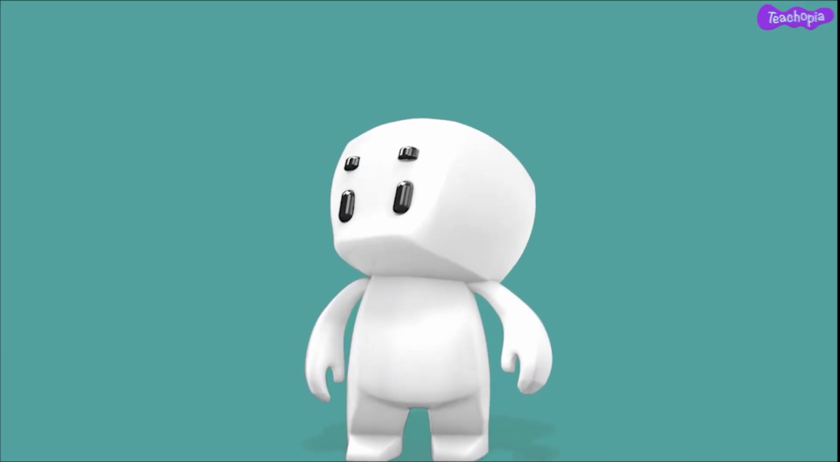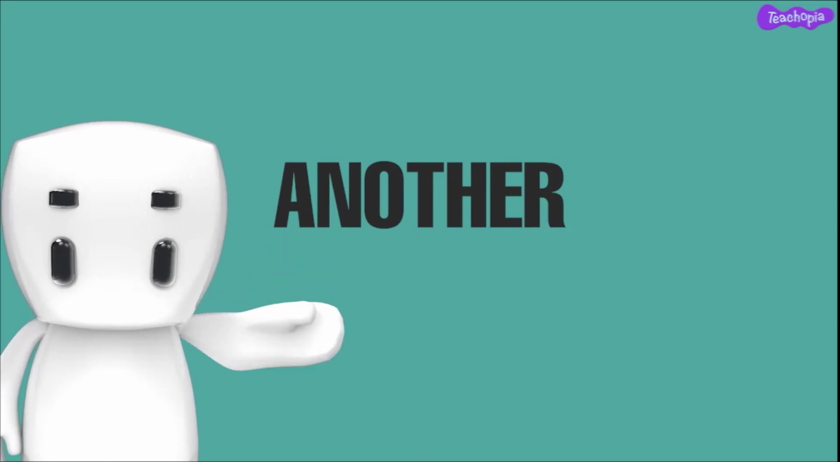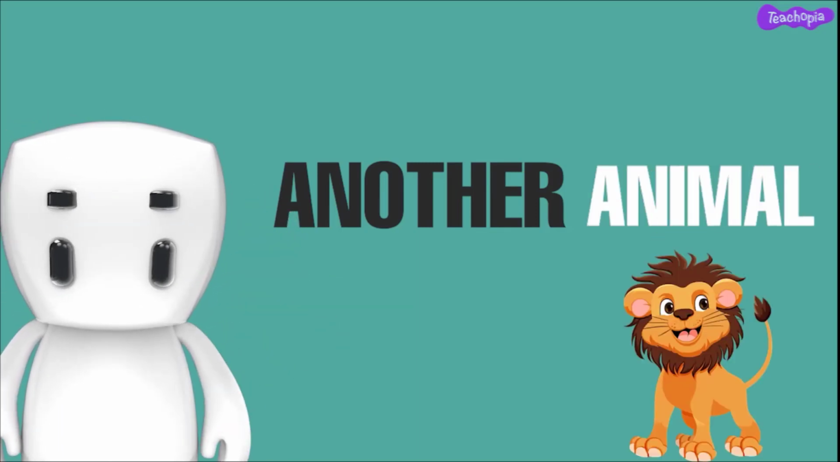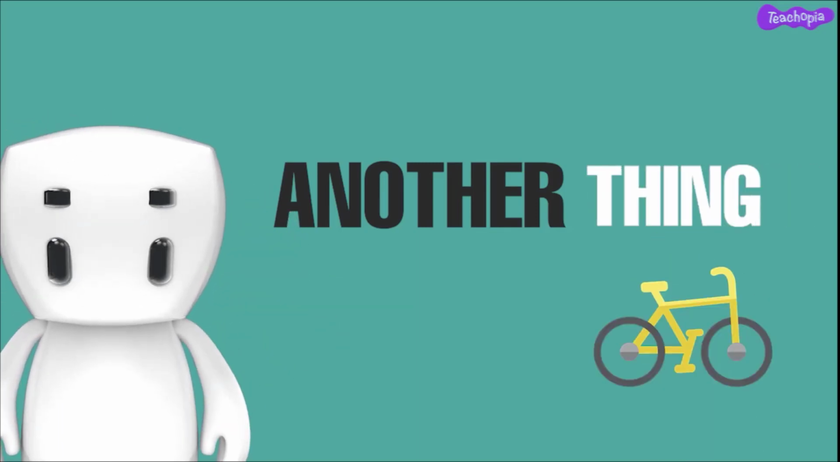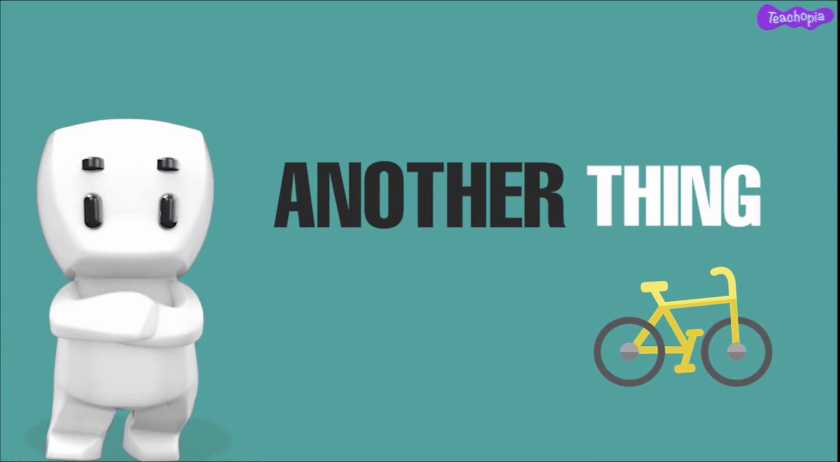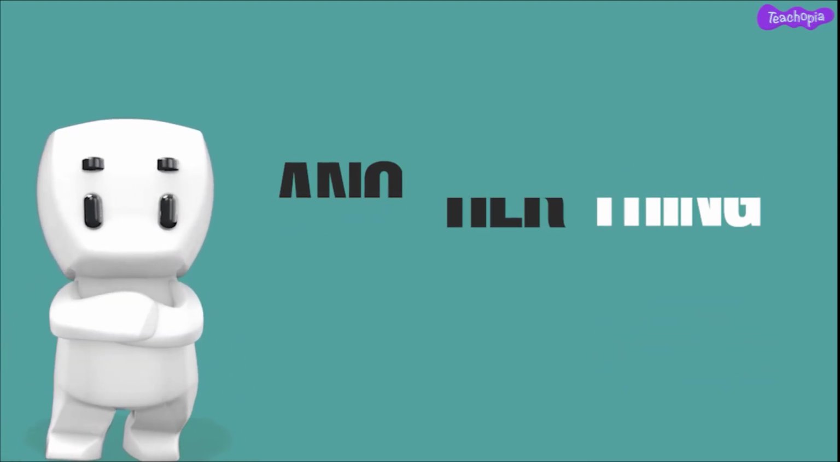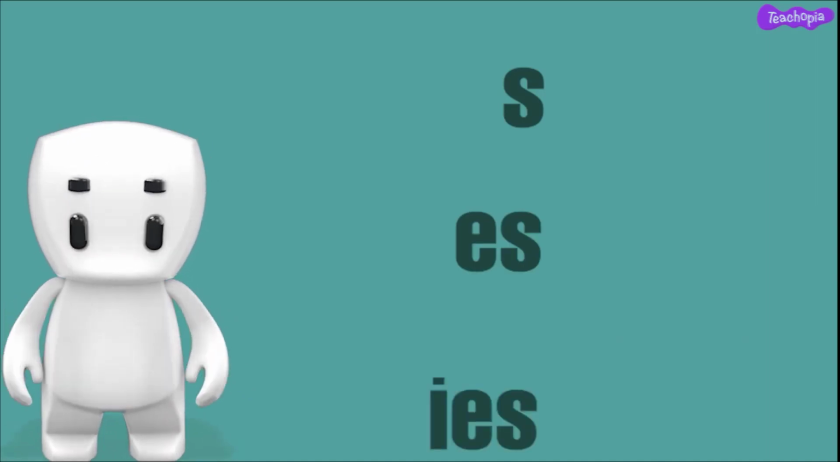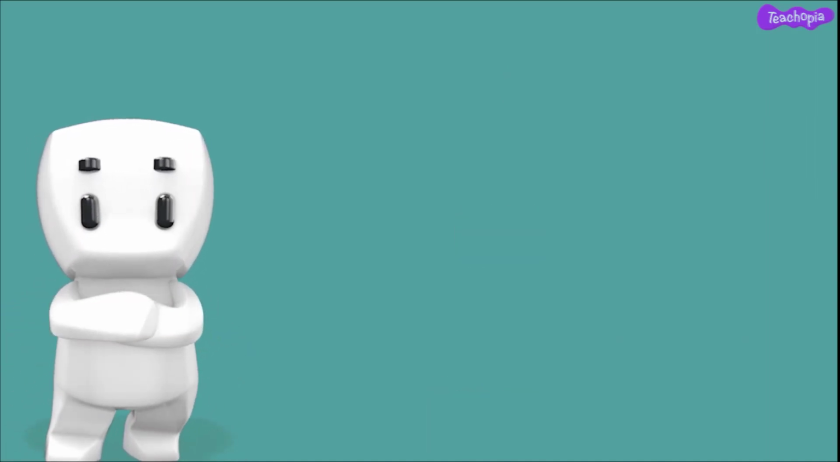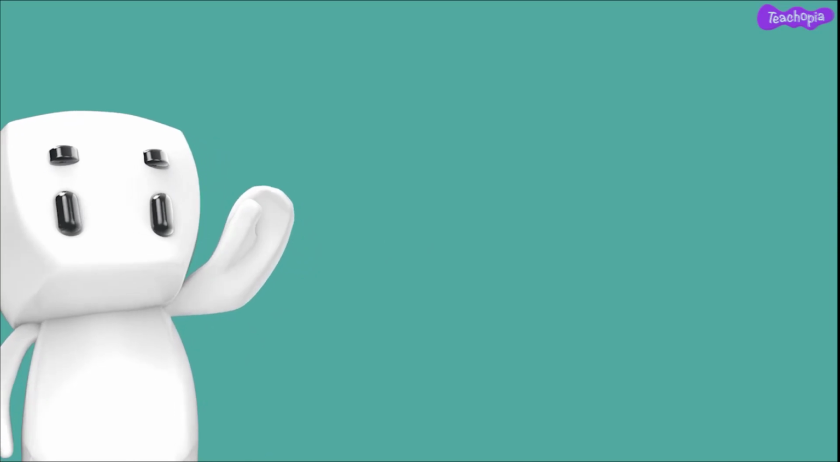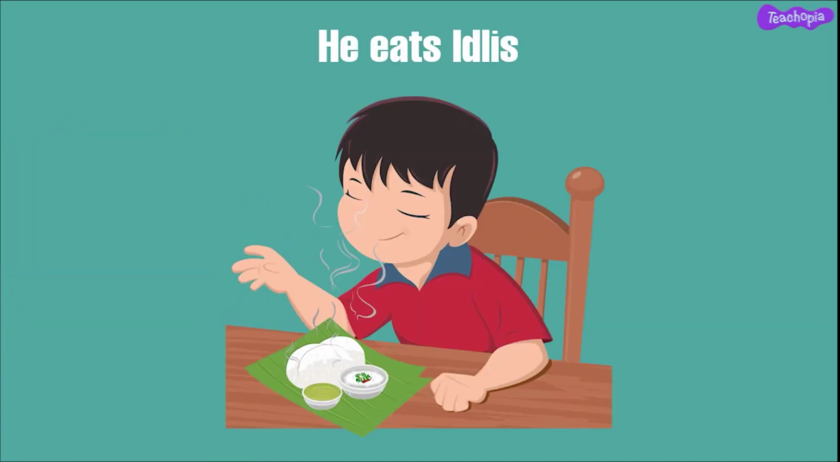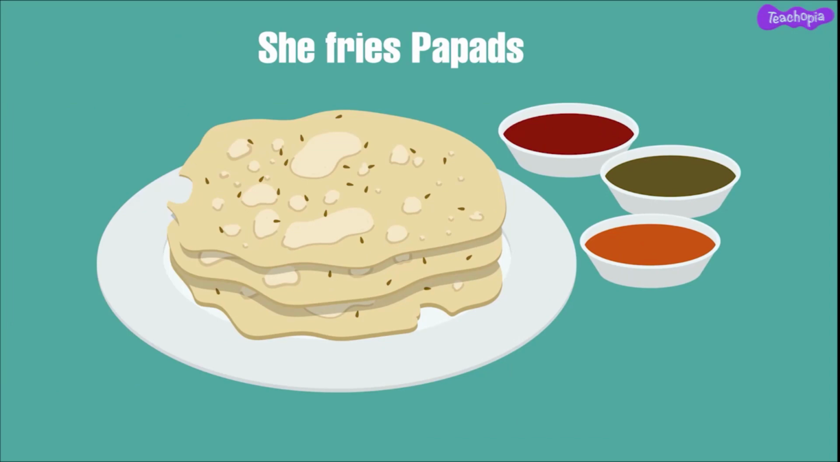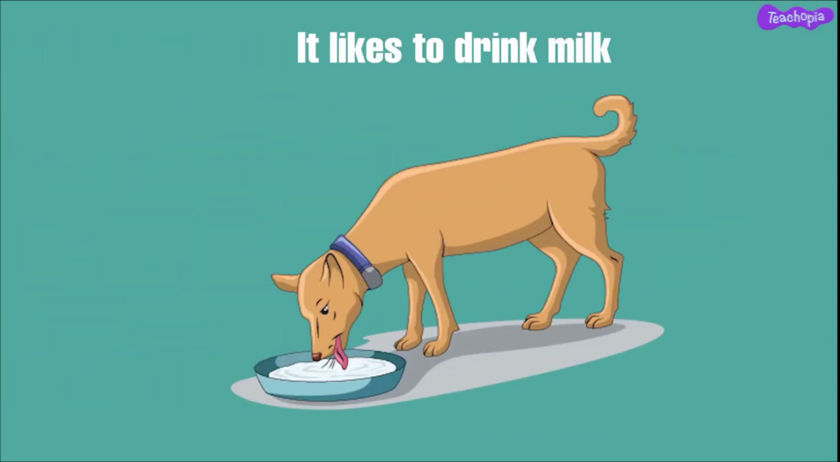When we want to describe an action that another person, another animal, or another thing is doing, in the simple present tense, we need to change the verb by adding s, es, or ies at the end. This rule applies to sentences that begin with he, she, or it. For example, he eats idlis. She fries papads. It likes to drink milk.